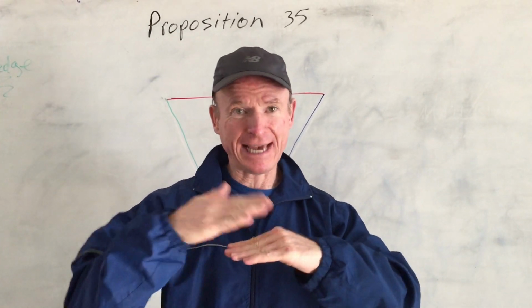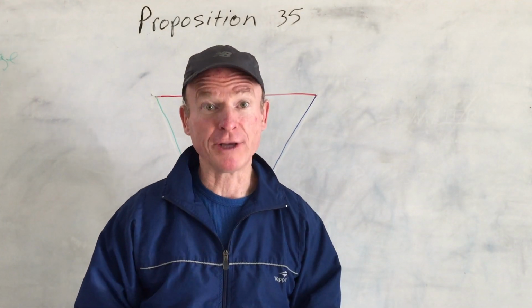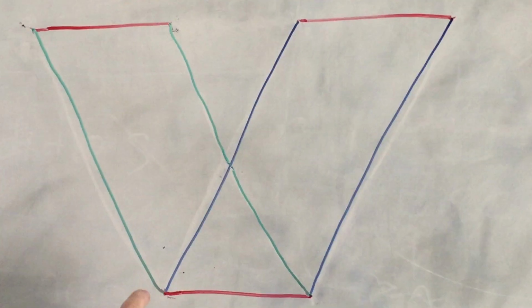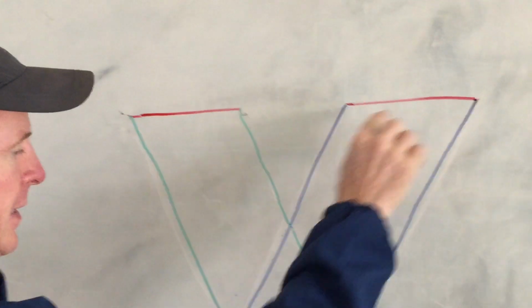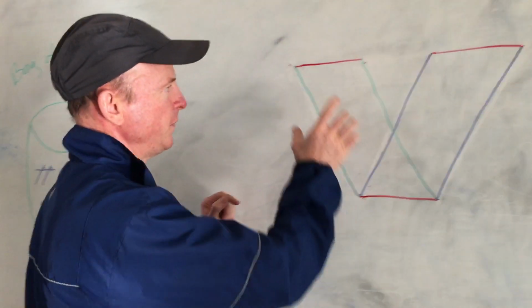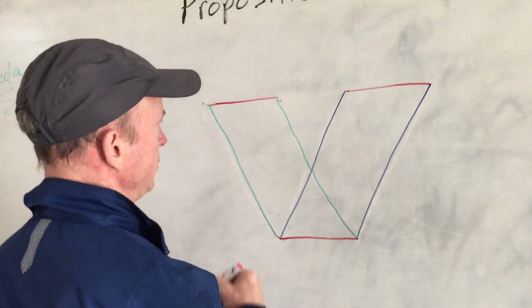Parallelograms on the same base and in the same parallels are equal to one another. Here we have two parallelograms. It's given that they're on the same base and that they're in the same parallels. Thus, it is required to prove that this parallelogram is equal to this parallelogram. Let us connect the two lines.